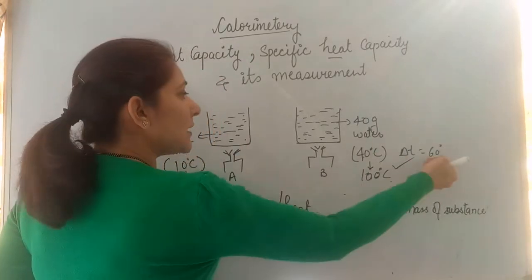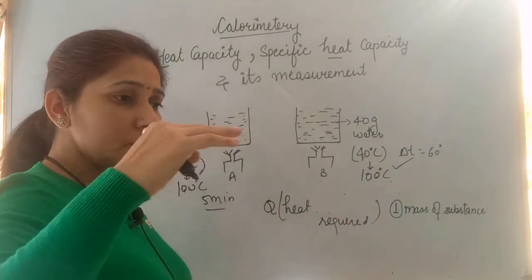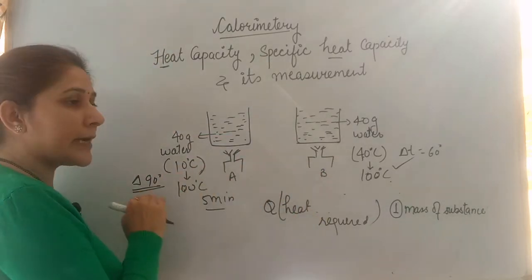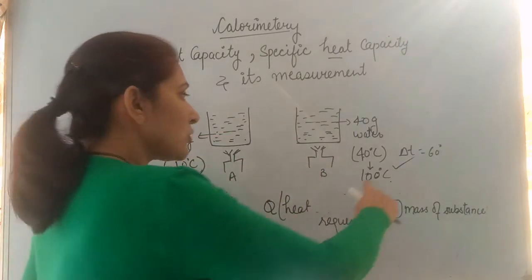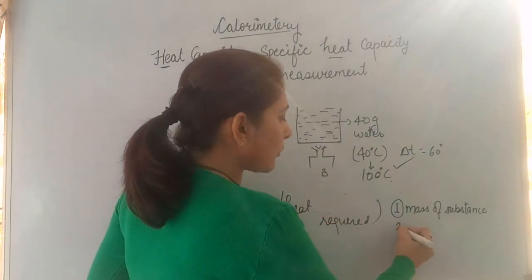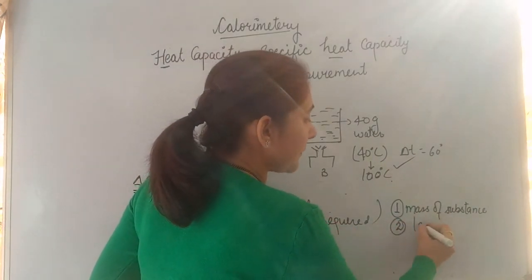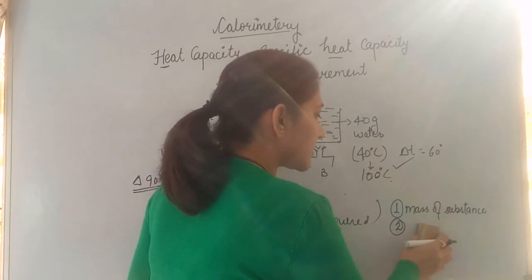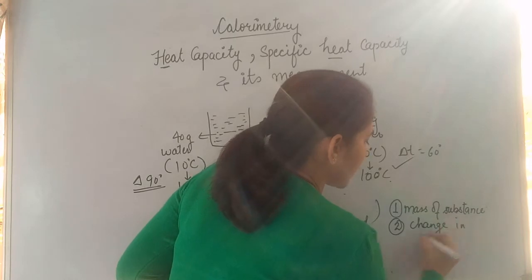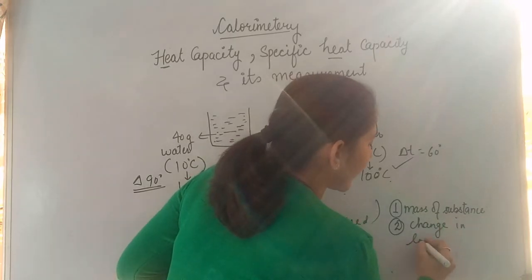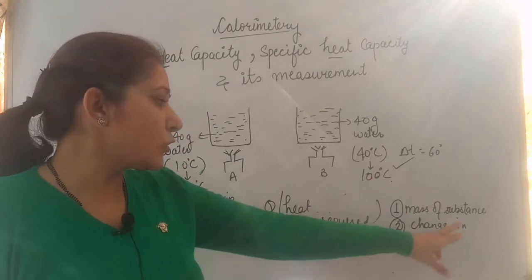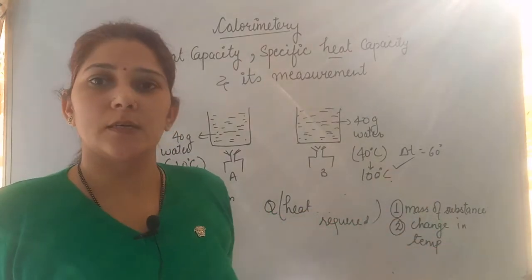So I believe a 60 degree rise in temperature can be achieved faster as compared to a 90 degree rise in temperature. So this will be achieved first as compared to this. So what can I say? The heat required also depends on the change in temperature, not only on the mass. You can say here the change in temperature, or you can write the initial and final temperature. Better to use one term instead of initial and final, that is change in temperature.